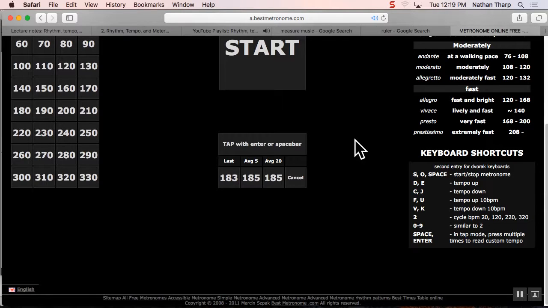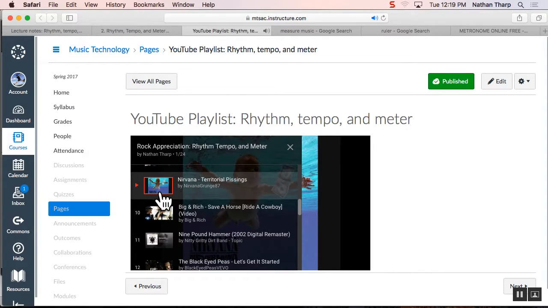180 is about as fast as you can go. If this song went any faster, your ear would cut it in half and hear 100 beats per minute. That's why it's so assertive, right? It's so strong. So we just went from borderline adagio. I'm going to pause that now.